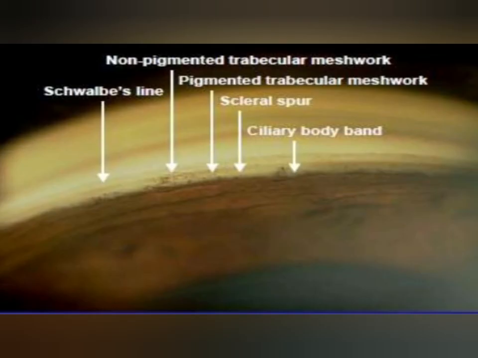Now this is how the angle will look. First of all, it will start from Schwalbe's line, then the ATM, and then the PTM. The trabecular meshwork has two parts, the anterior trabecular meshwork and the posterior trabecular meshwork. The anterior trabecular meshwork is known as the non-pigmented trabecular meshwork, and the posterior is known as the pigmented trabecular meshwork. After this, the scleral spur and ciliary body band are also there.